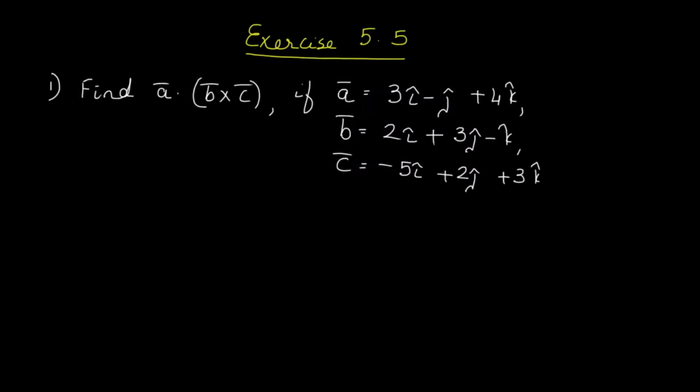Going on to the exercise. Now in exercise 5.5, the first sum, find A dot B cross C if A, B and C are these given vectors. It is very easy to find A dot B cross C. We just find the box product over here. So A dot B cross C can be written as box A, B, C. This is the required scalar triple product or the box product.